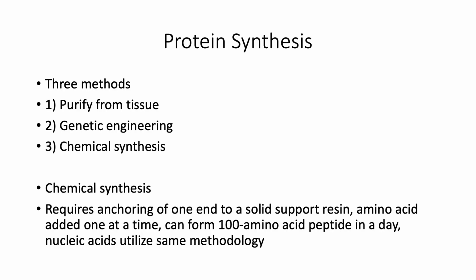For protein synthesis, there are three ways of doing it. There's purification from tissue, there's chemical synthesis, and there's genetic engineering. So the chemical synthesis requires anchoring of one end to a solid support resin. The amino acids are added one at a time. You can form roughly 100 amino acid peptides in a day. The nucleic acid synthesis is the same methodology. You have an anchoring point, and then you're adding one nucleic acid at a time to that.